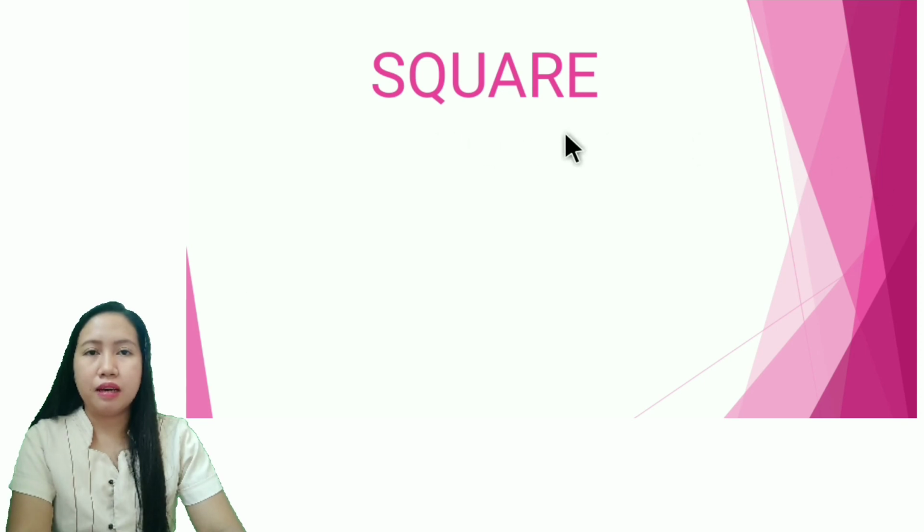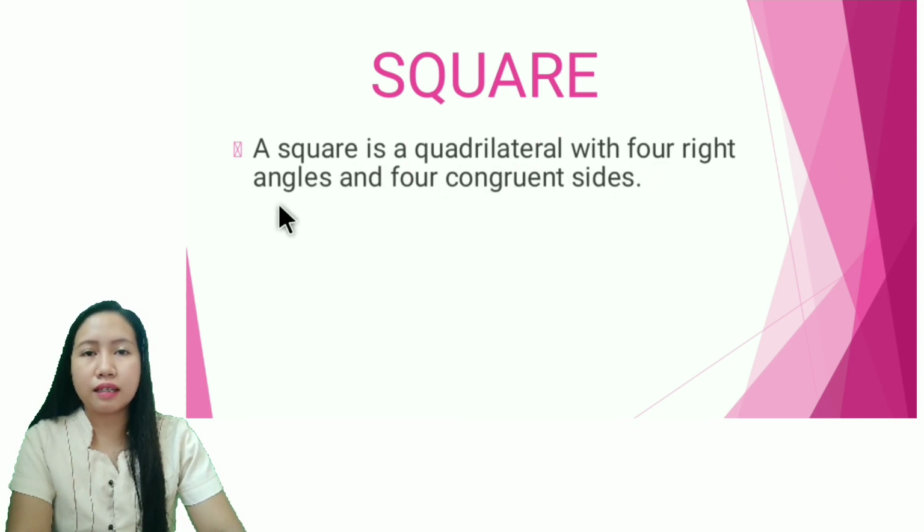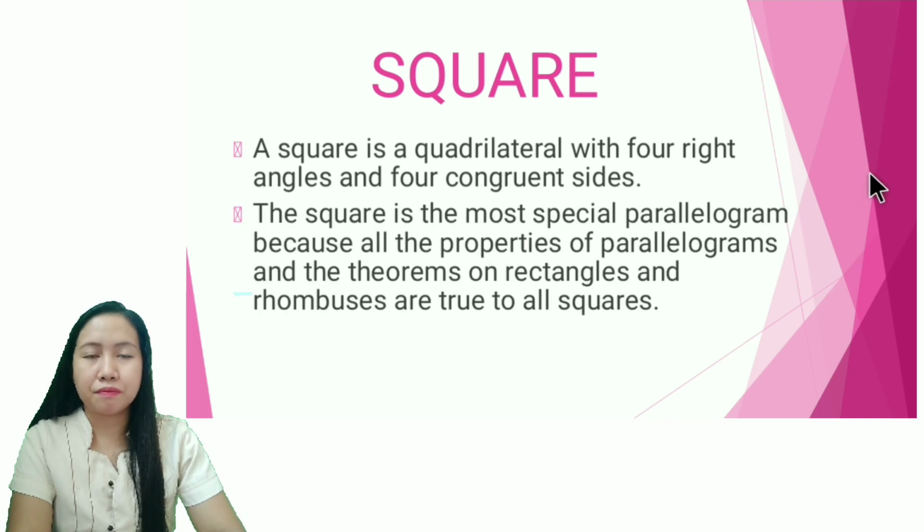Next, we have a square. So let's define what is a square. A square is a quadrilateral with 4 right angles and 4 congruent sides. The square is the most special parallelogram because all the properties of parallelograms and the theorems on rectangles and rhombuses are true to all squares.